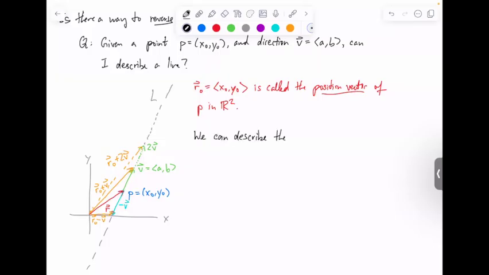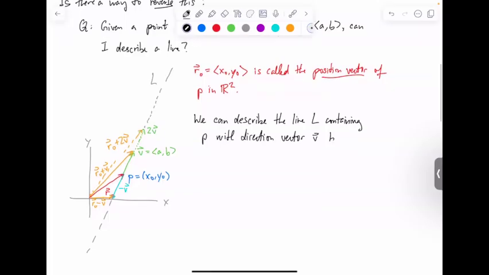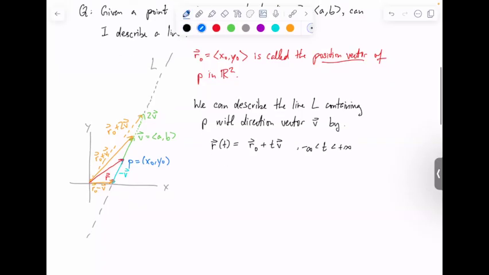We can describe the line L containing P with direction vector V by the following. R of T is going to be the position at time T, equal to R0 plus T times V, where T is a real number. Or I guess I could say T ranges over the entire real line. So this is like the position at time T, right?